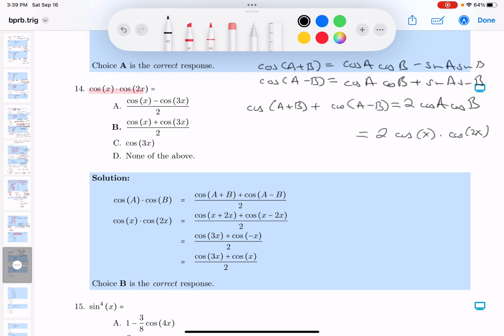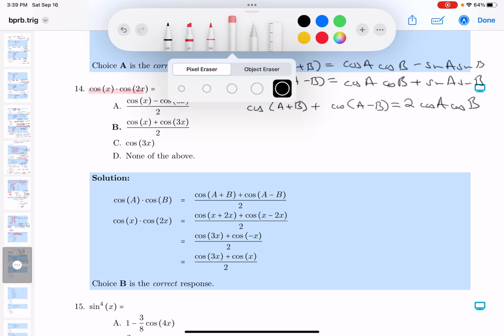Well, you know what? I don't want the 2 there, so I've got to get rid of that 2. I should have done that before. Let me erase this now and divide by 2. And I might get a smaller eraser. I'm going to divide both sides by 2. Make it a little bit neater.